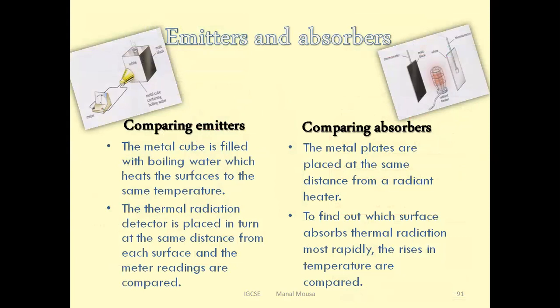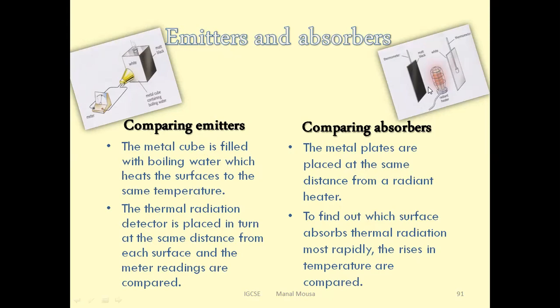So the conclusion through these two experiments: the first one compared the emitting of radiation from the three surfaces by using this cube and detector with a meter. The metal cube is filled with boiling water, which heats the surfaces to the same temperature. The thermal radiation detector is placed in turn at the same distance from each surface, and the meter readings are compared to detect which one is first in emitting radiation, second and third.